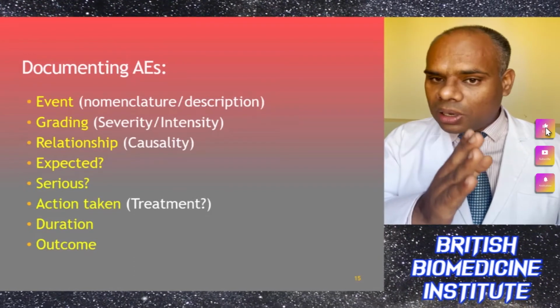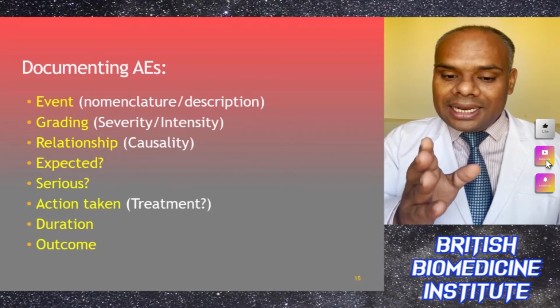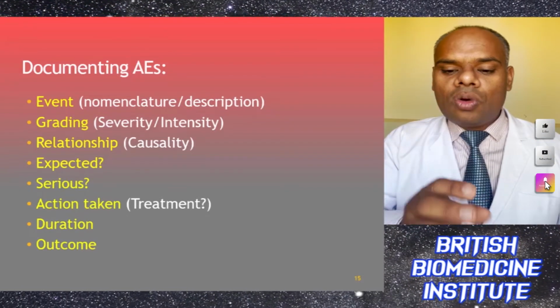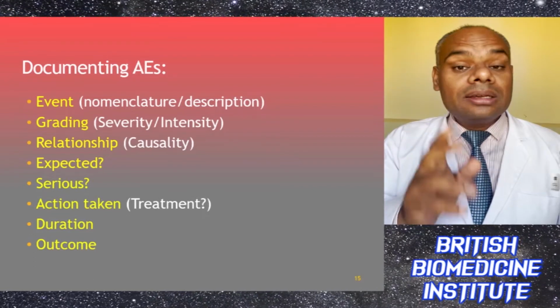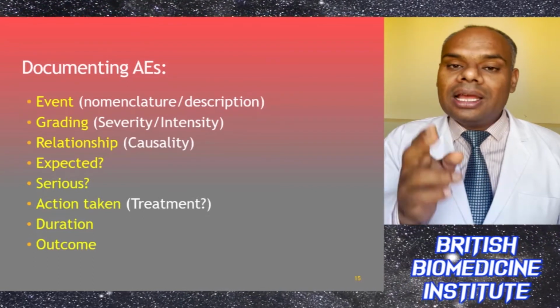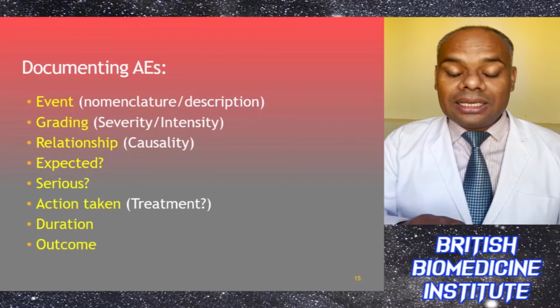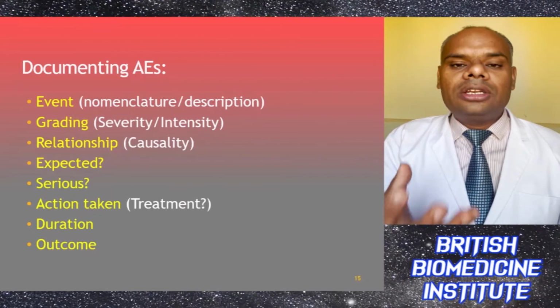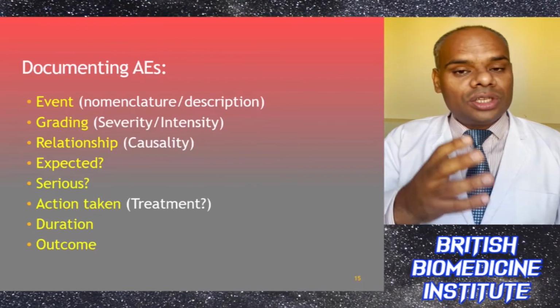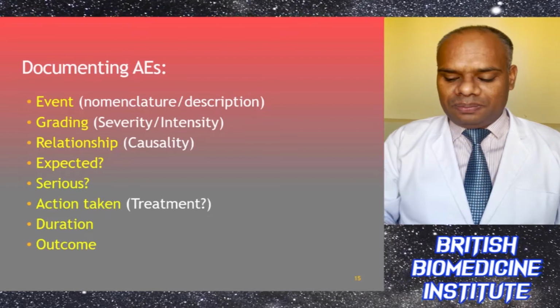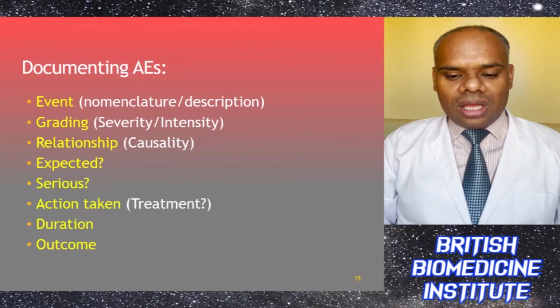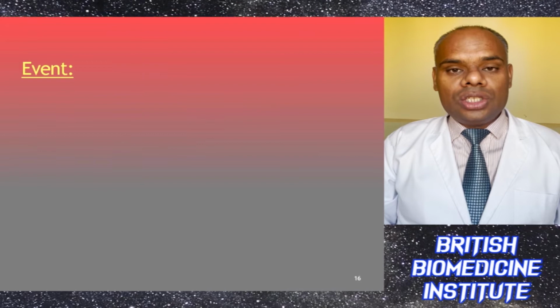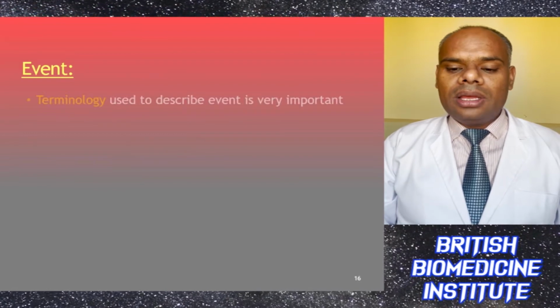Event, their nomenclature and description; grading in the form of severity or intensity; relationship like causality; expected, seriousness, action taken or whether the treatment has been started or not; duration and the outcome. So, event basically is used to describe.